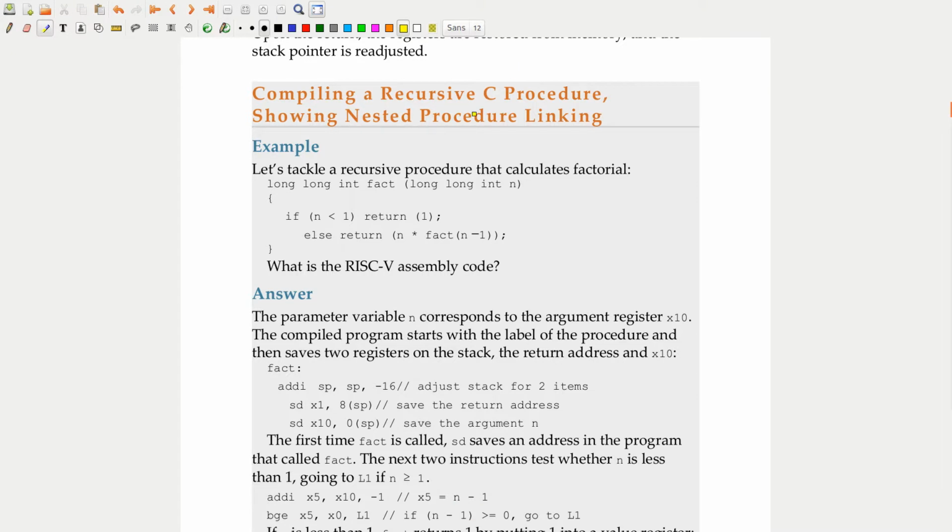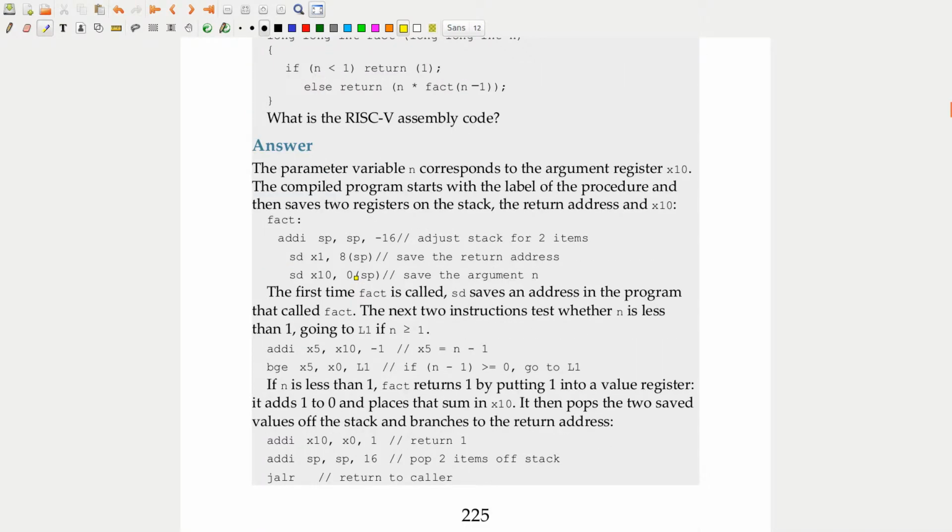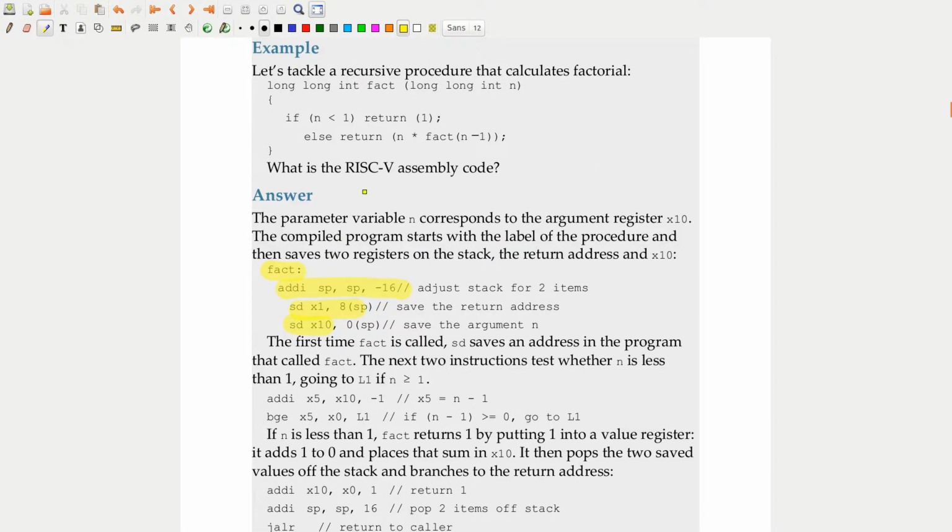Okay, so let's tackle a recursive procedure that calculates a factorial. So what is the RISC-V assembly code? They have a factorial, and let's see what they do. The first thing they do is adjust the stack to put two different double words on, x1 and x10, because when they call, they want enough space for this long int.